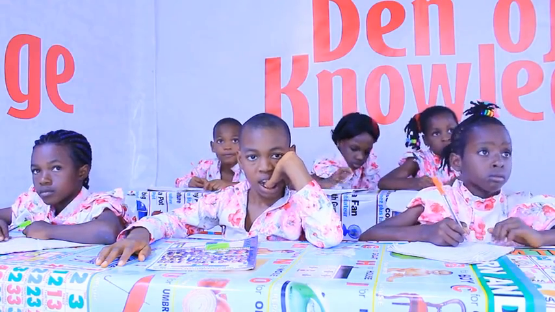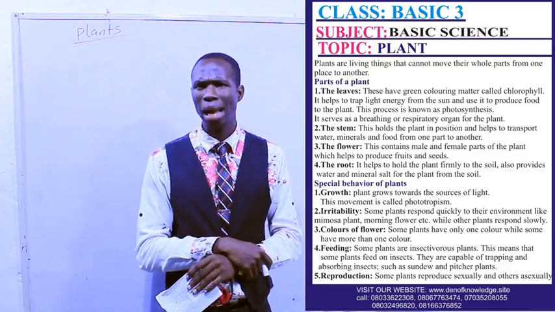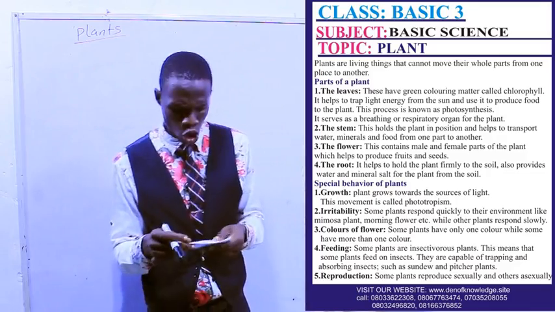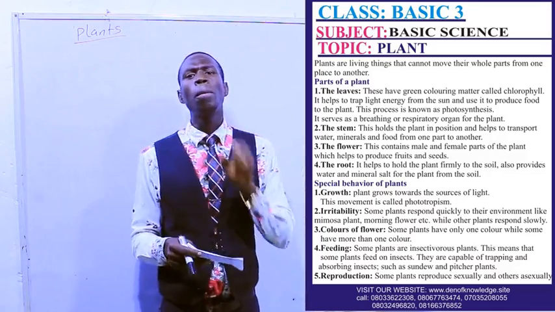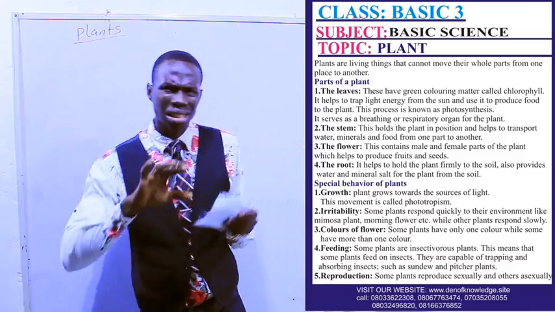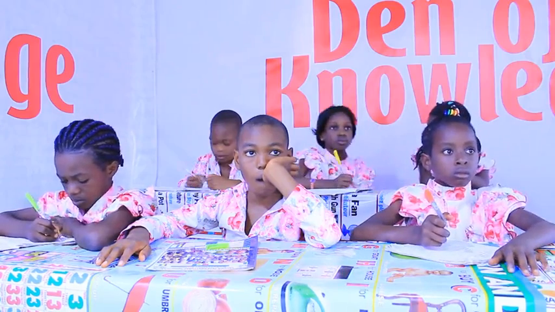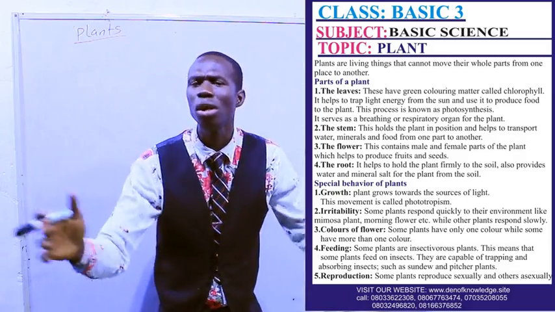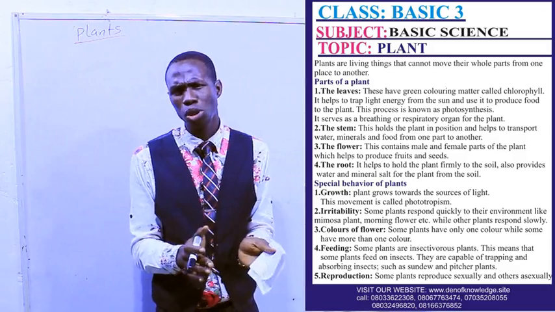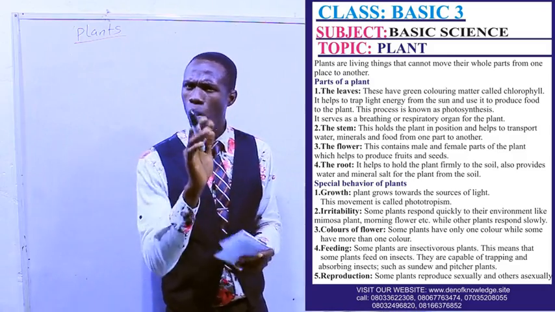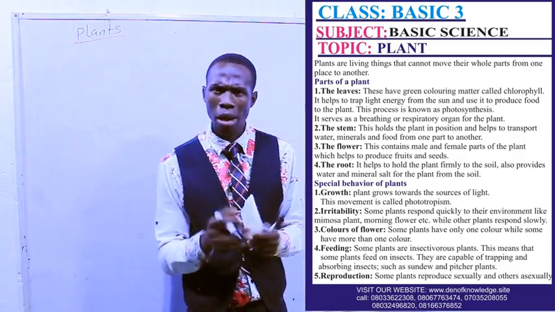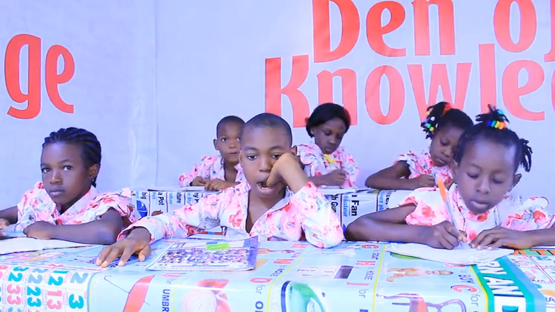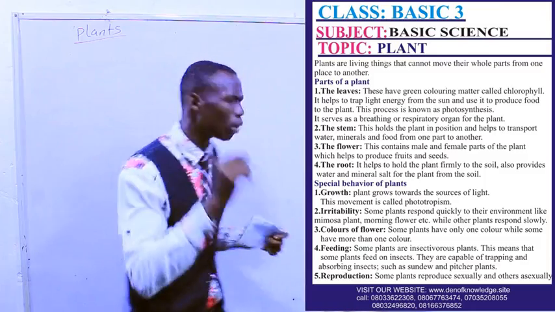Now, what are the special behaviors of plants? Number 1 is growth. Plants grow in different directions. Some can grow very tall like the Iroko tree, while others can be too short and tiny. But there's one thing about plants. When a plant is put inside a house or a closed place, there's something that will happen.